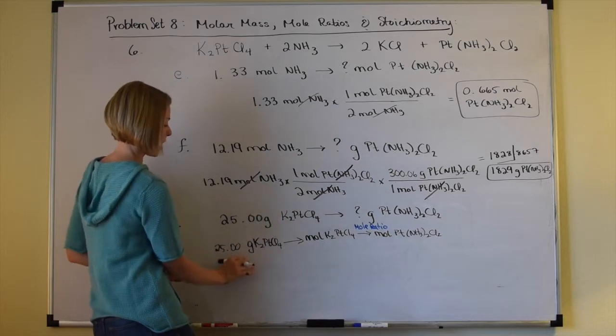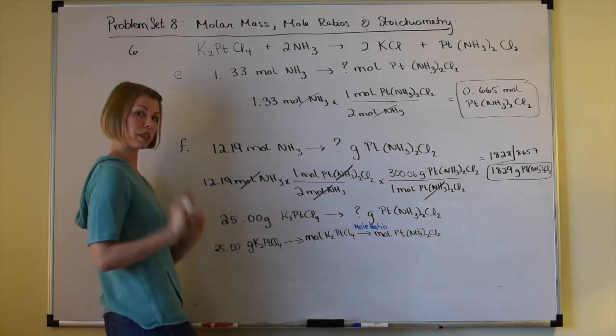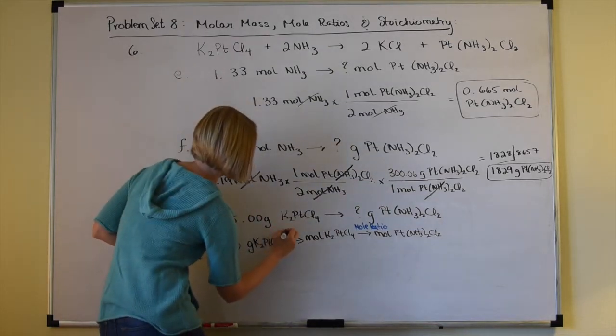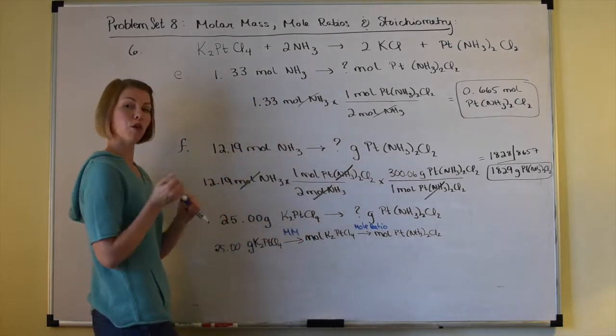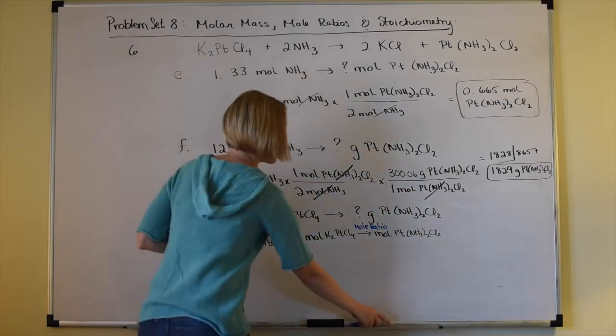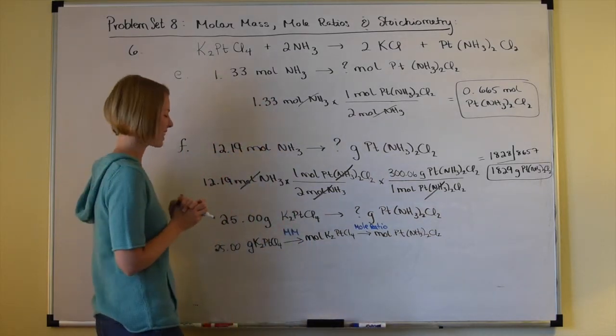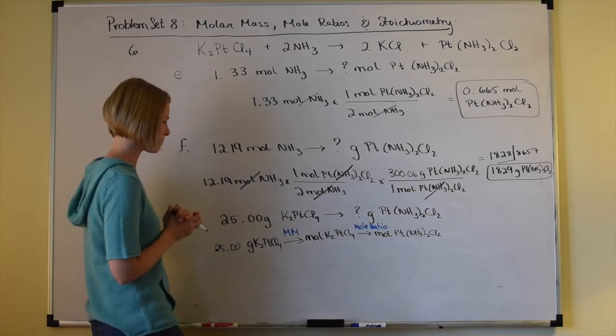We convert between grams of a substance and moles of the same substance by using the conversion factor called molar mass. I'm going to just write MM. And we get a molar mass from our balanced chemical equation. Or excuse me, from our periodic table. We get the molar mass from our periodic table.